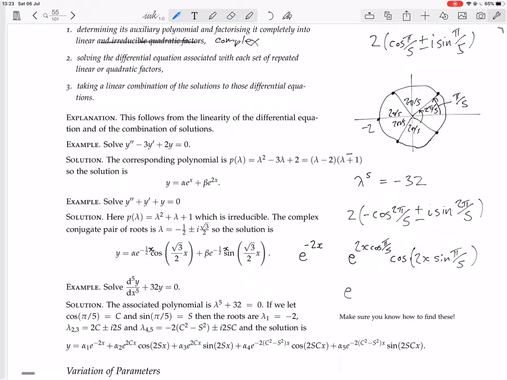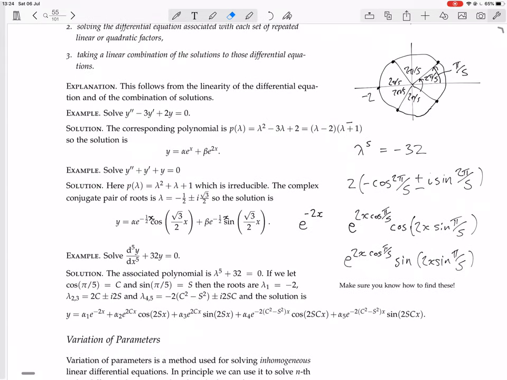Then the next one is still corresponding to this, because there are two roots there, conjugate to each other. You have the same real part, but now you have a sine, and then the same argument to it. Okay, that corresponds to that part. Of course, the order doesn't matter. You can put this one first, this one third, whatever, it doesn't matter.